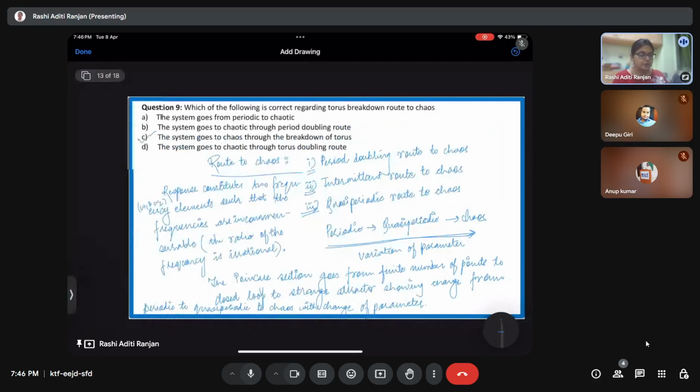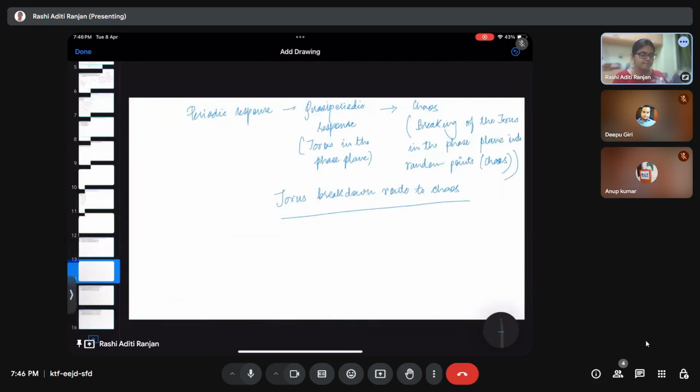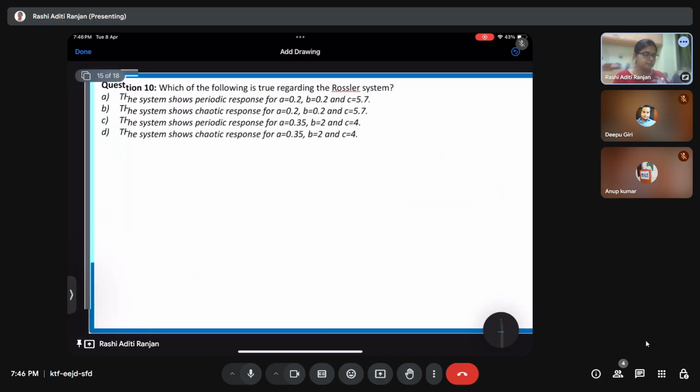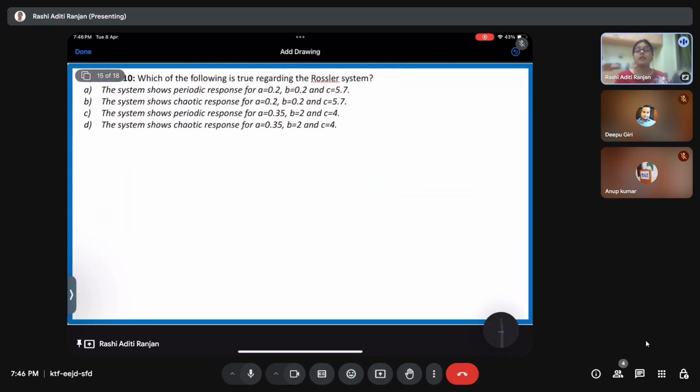Now coming on to question number 10. Firstly, question number 10 and question number 11 are basically based on numerical solution. So we'll be using MATLAB for it, but first I'll just write the equation so that it will be easier.